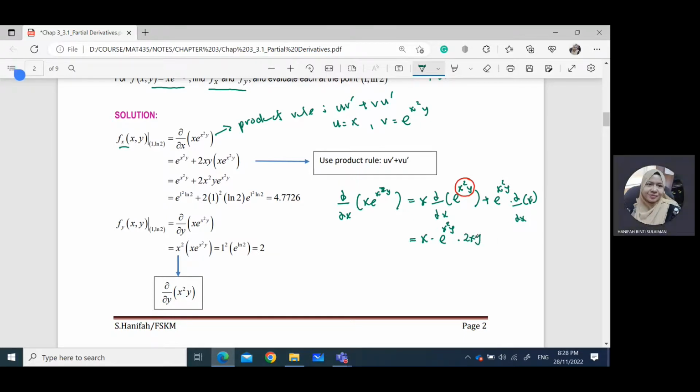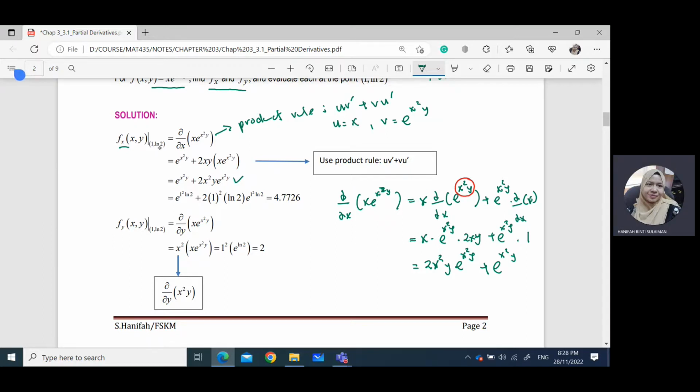2xy. Okay, 2xy. So for the next term, we have v, which is exponent x squared y, multiplied with the derivative with respect to x on x, and we have 1 here. So therefore the answer here is 2x squared y. So x times 2xy, we have 2x squared y, exponent x squared y, and then plus exponent x squared y. Okay, so this is the answer for the partial derivative with respect to x on x exponent x squared y. So you will get this answer.